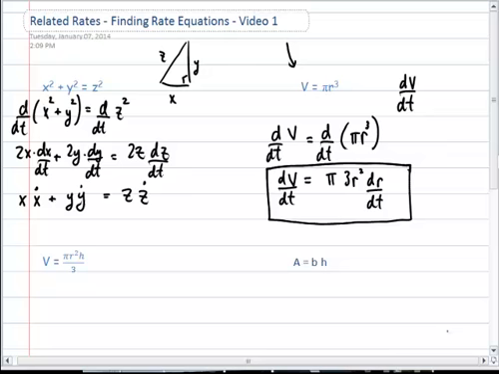Hello, I'm back. Hopefully you had a chance to work through this single variable function, and since the only variable was the radius, we had to take the derivative of the radius and then make sure we use the chain rule and add the dr/dt term.